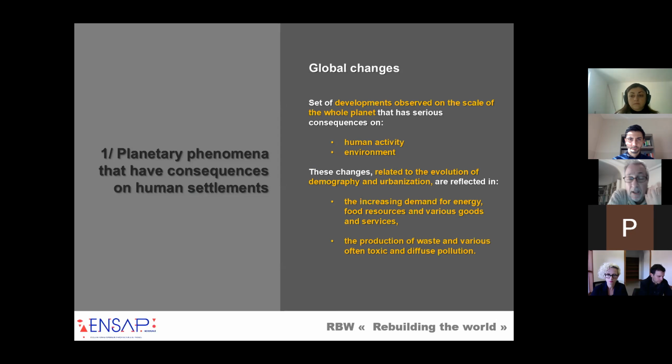The second concept, very important, is global change. It is a set of developments observed on the scale of the whole planet, due to the Anthropocene phenomena, that has serious consequences for human activity and for the environment. The reasons are in demography and urbanization, such as increasing demand for energy, food resources, and various goods and services, the production of waste, and various often toxic and diffuse pollution.